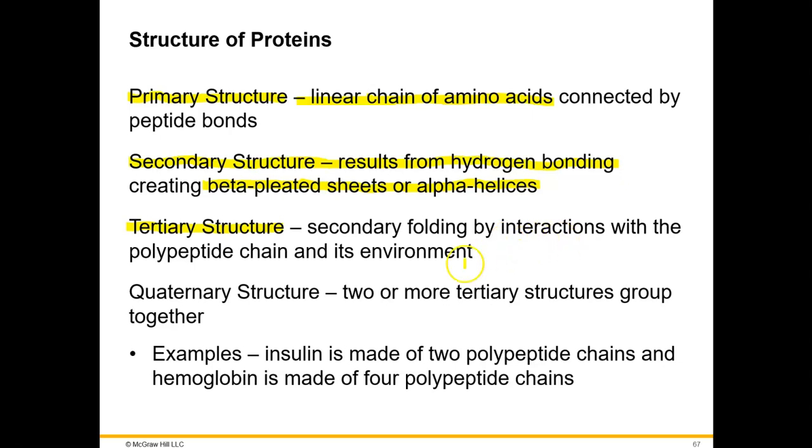And the tertiary structure comes from folding that occurs by interactions of the polypeptide chain and its environment. So basically it's just folding into a 3-dimensional shape. And then some proteins have a quaternary structure, and that means that there is more than one tertiary structure bonded together. So insulin, for example, is made of 2 polypeptide chains, so it would have a quaternary structure. Those 2 chains would be bonded together. Hemoglobin has 4 polypeptide chains.